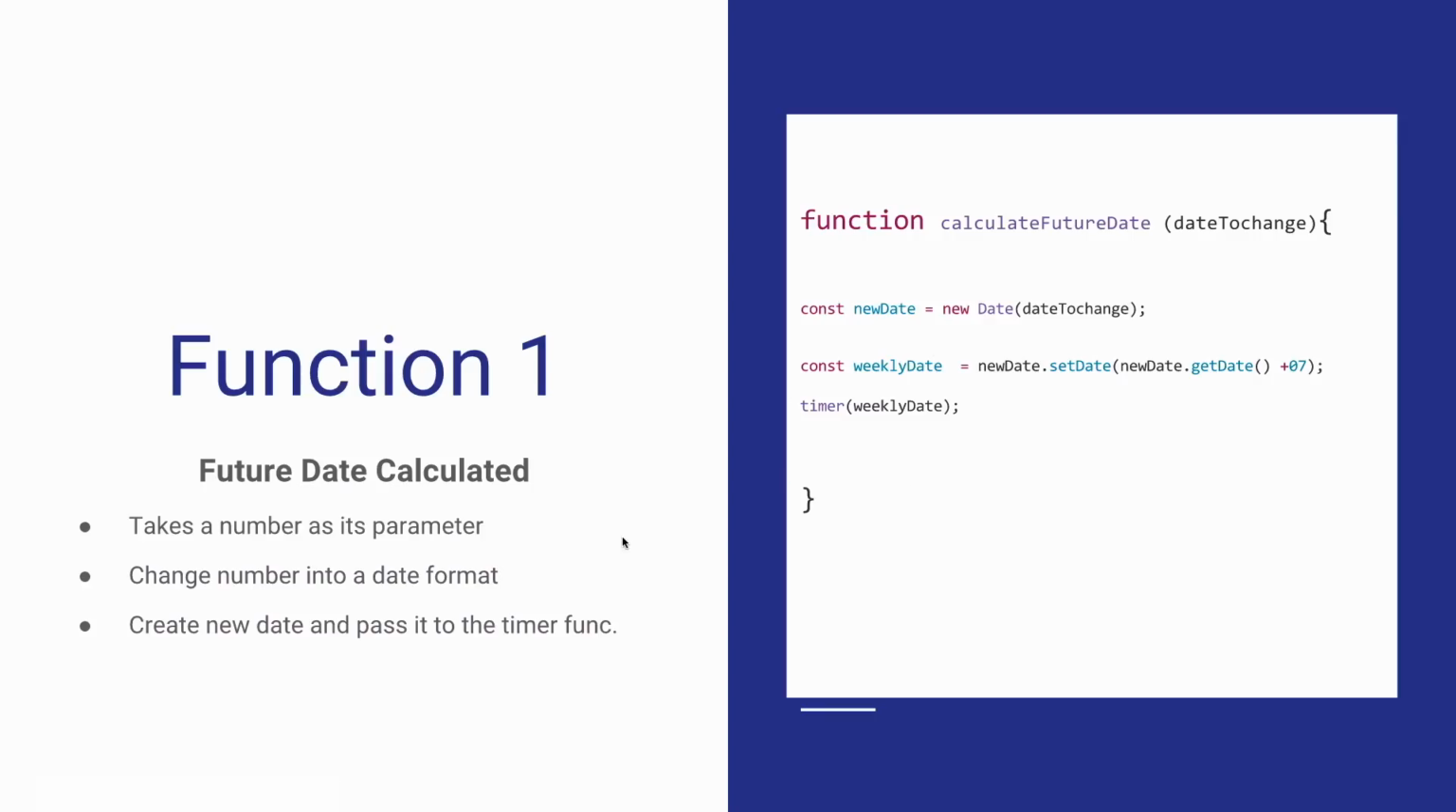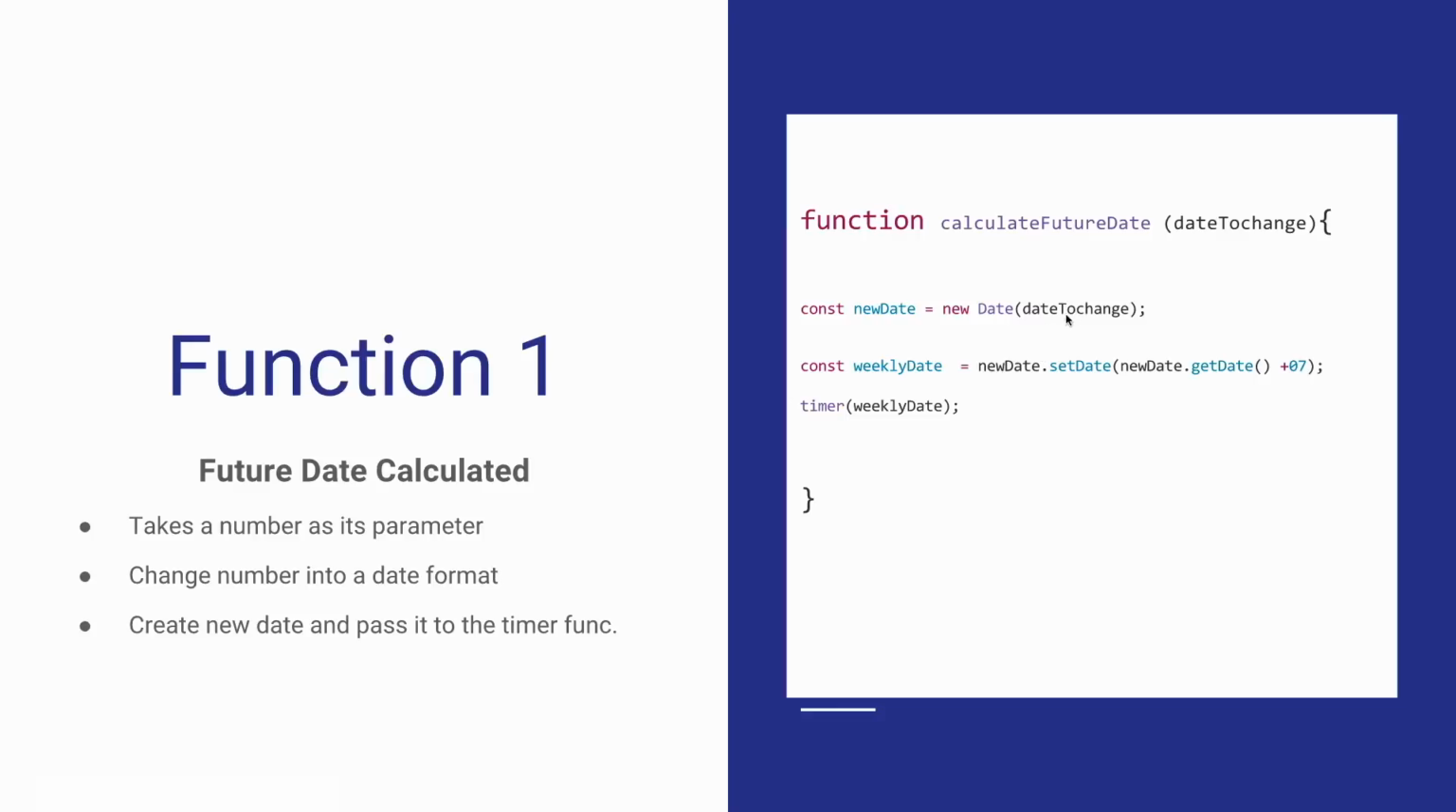All right, so function 1. Before we dive into the code, we want to have a good understanding about it. You could fast forward this if you're not a beginner. So, future date calculated. This function is going to take a number in as a parameter right here, as you see, date to change, and then it's going to format that date in a way where we can adjust it.